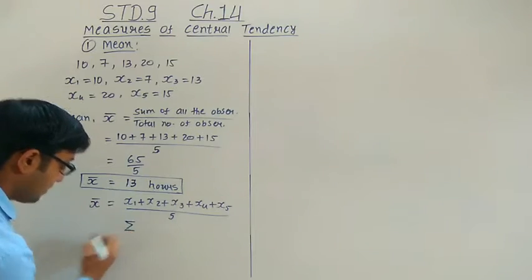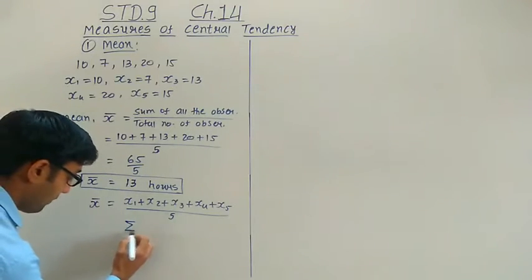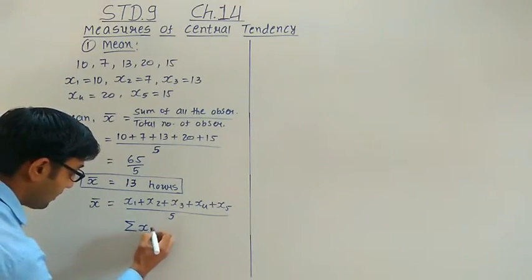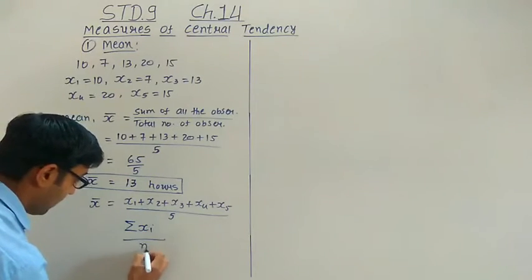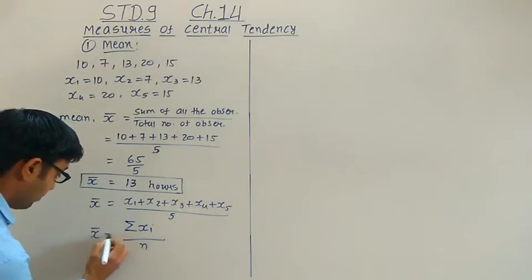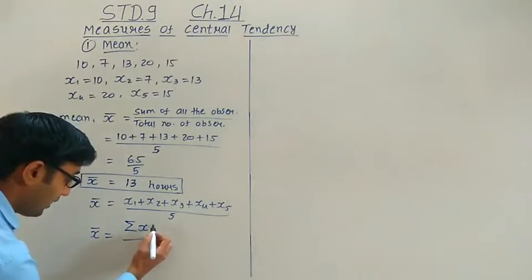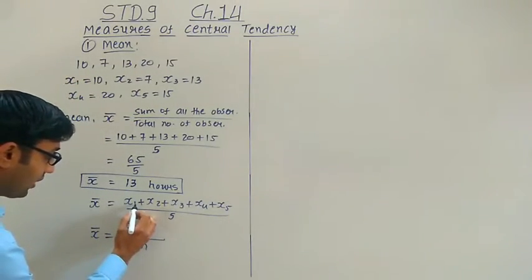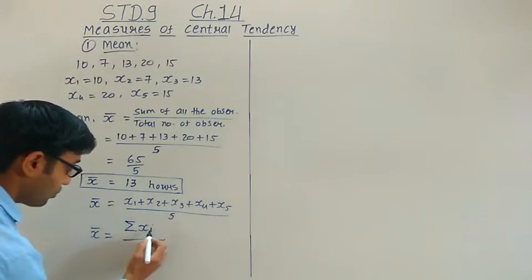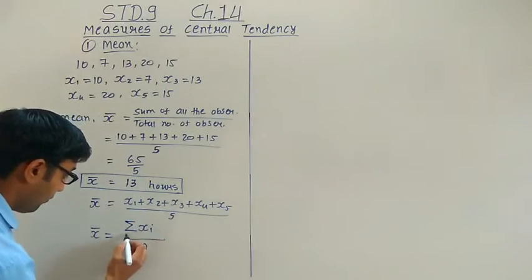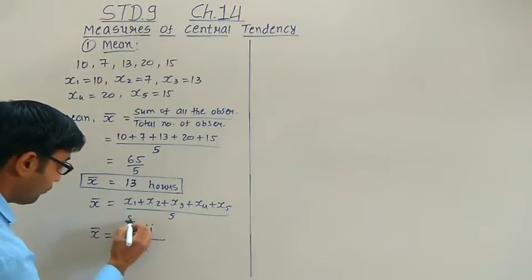The symbol is that sigma. So here simply we can write down mean is equal to sigma xi upon n. What is i? i is the value. Here we have written down 1, 2, 3, 4, 5. So i is the value from 1 to 5.